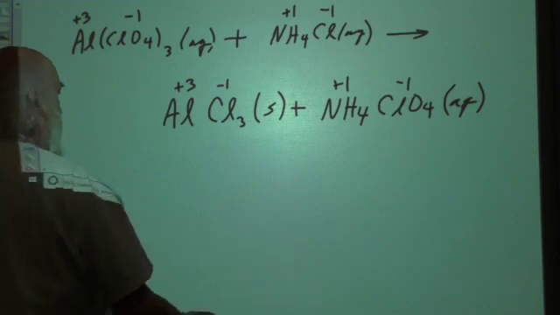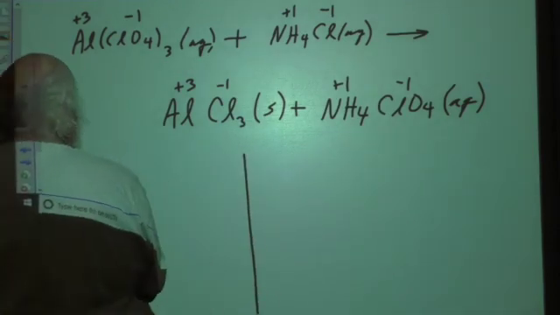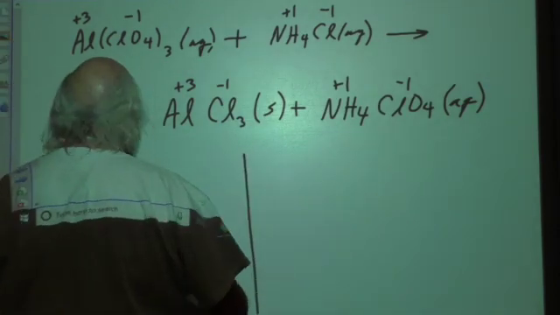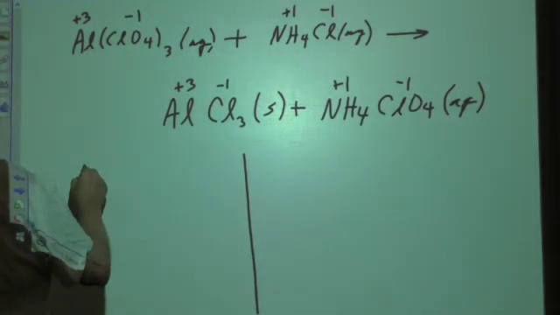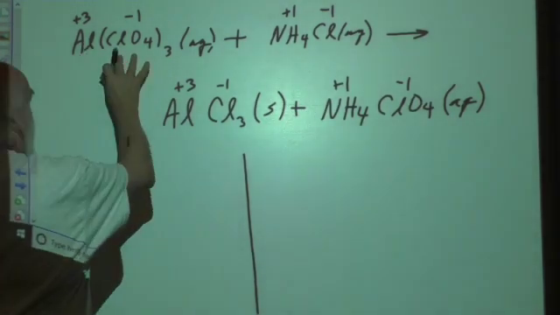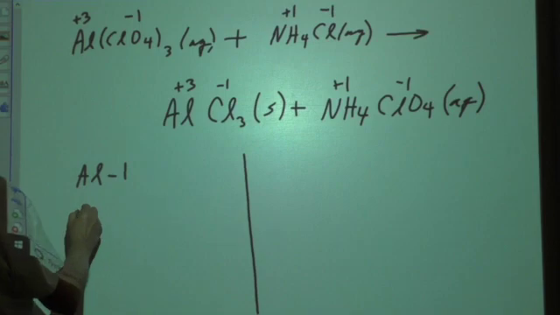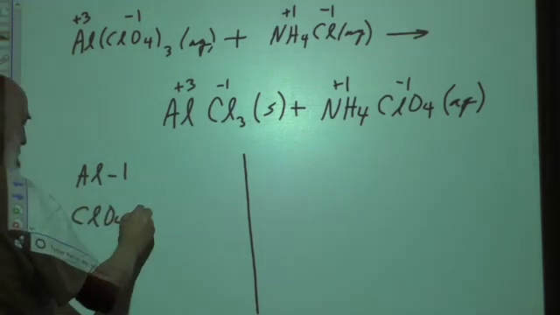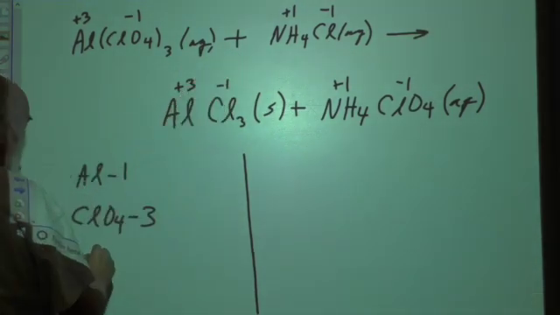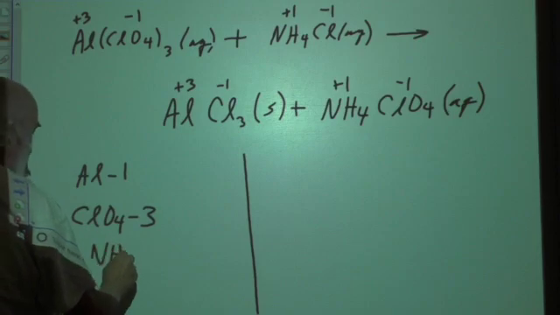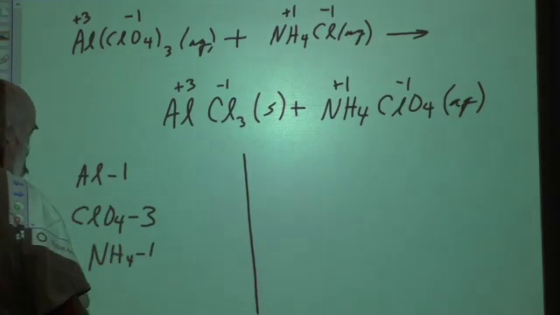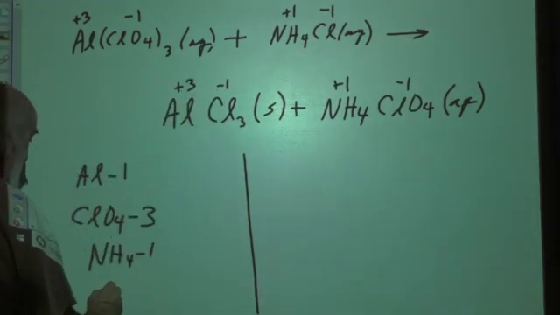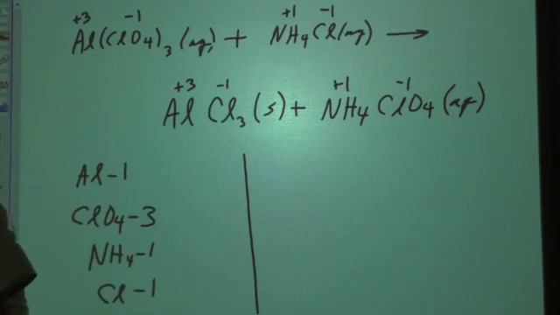Now we need to balance the equations. Again, left-hand side of the arrow, right-hand side of the arrow. Al, just 1. ClO4, we got 3 of them. NH4, we have 1. And Cl, we have 1.